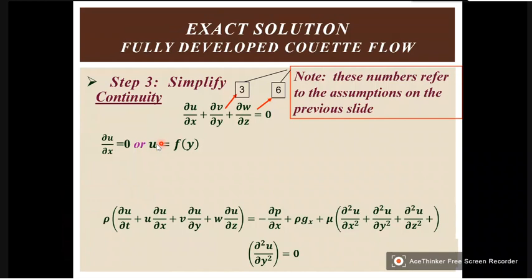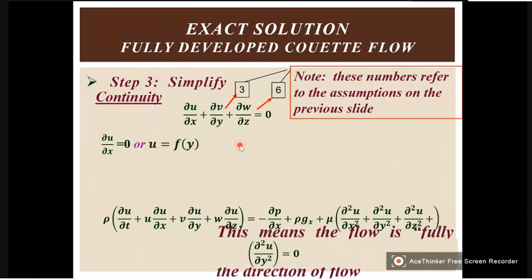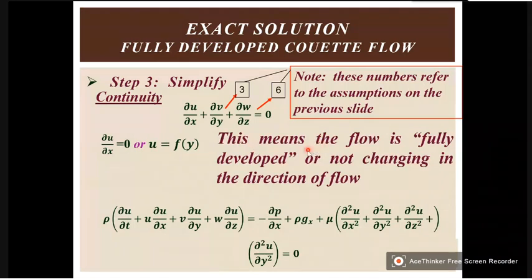So this is what we get. Now, this means the flow is fully developed, or not changing in the direction of flow. So the flow is fully developed. Next, we'll consider the x direction momentum equation, the Navier-Stokes equation.